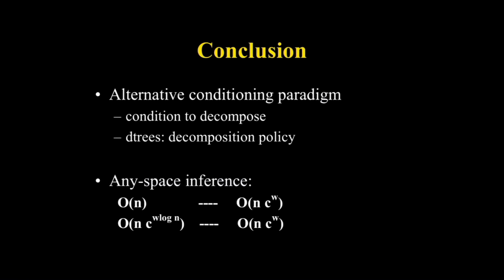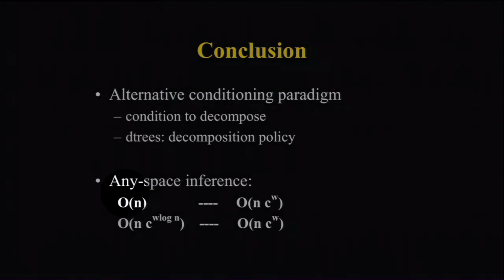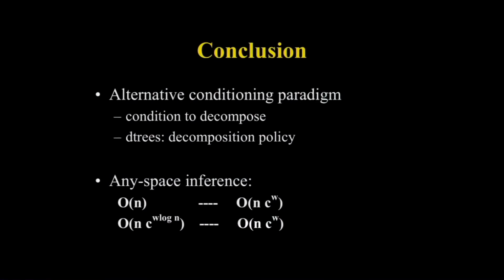So now you have basically a spectrum. This is what we talked about initially. You can use linear space, but you get that kind of time complexity. Or you can do full caching, and you get this time complexity. This is the joint tree algorithm. But then you have a spectrum. You can go in terms of space from this to that, and then your time will go from this to that. Right? You can be anywhere in that process, and that's what we call any space inference.